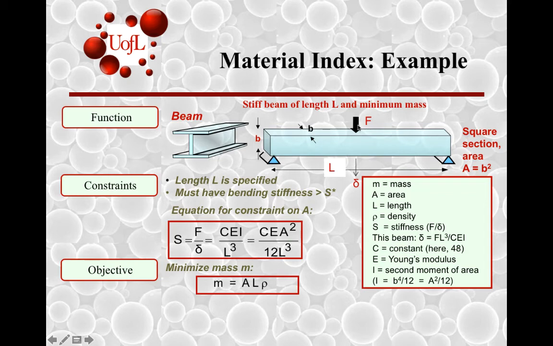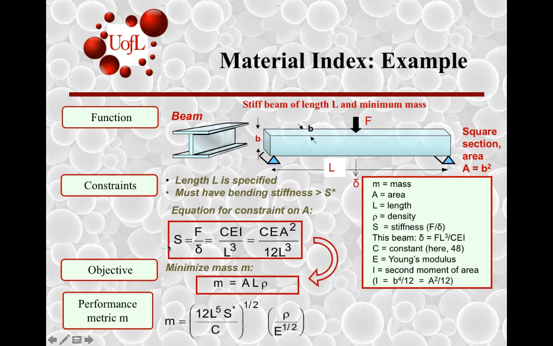Suppose again you want to minimize the mass. Okay. Now, if you go ahead and replace A by rearranging some of these terms, you will come up with this type of an equation where the mass, which is a performance metric that is important in this case, not to be confused with mass of the material itself, depends upon the design constraint in terms of stiffness, depends upon the geometry constant, depends upon the length. So these are all constants based on the specifications.